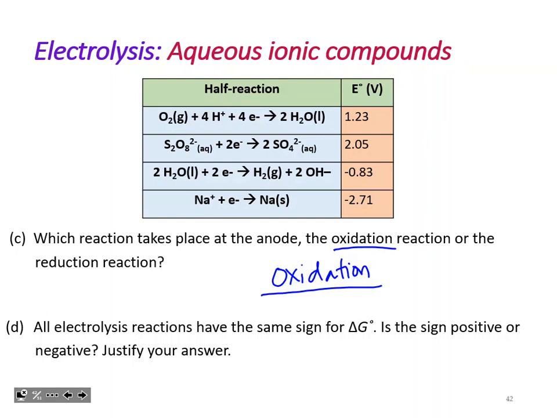And then D throws in some thermo with it. Electrolysis reactions have the same sign for delta G. Is the sign positive or negative, and justify. So what do we know about electrolytic cells? Are they thermodynamically favored or not?